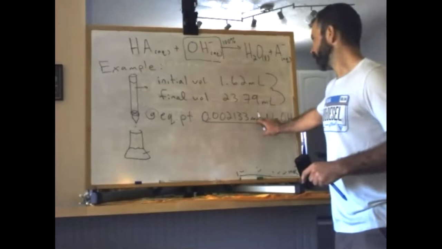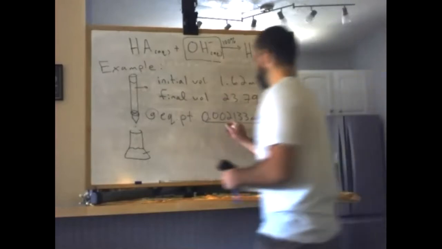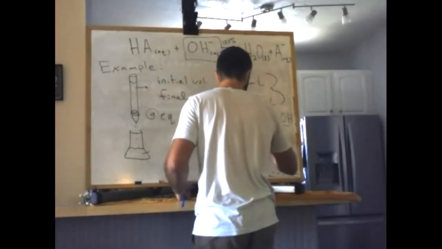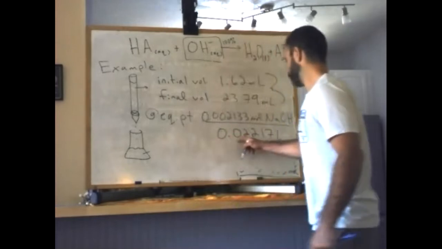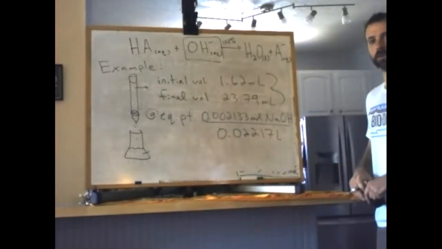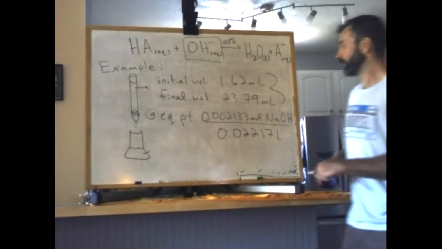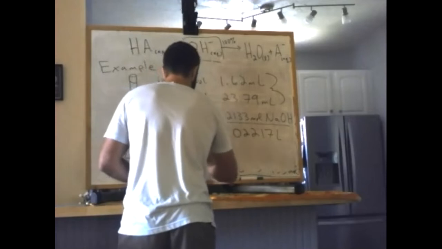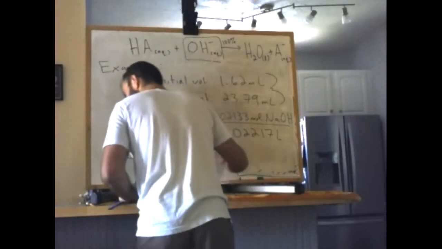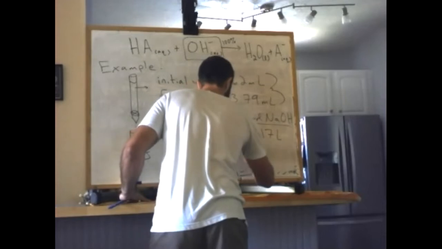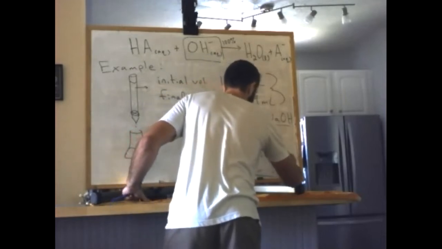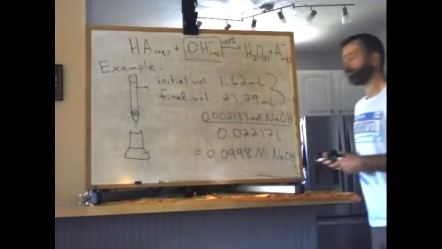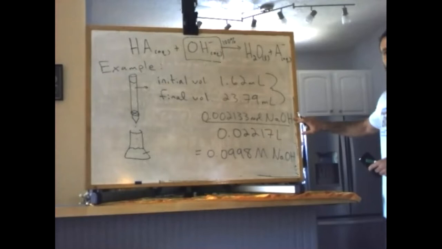Wonderful. Well, what's molarity? It's moles divided by liters. So the liters of NaOH I used is 0.02217 liters, which is 22.17 milliliters. So moles divided by liters will give us our molarity. You should find from this data, we had a molarity of 0.0998 molar NaOH.